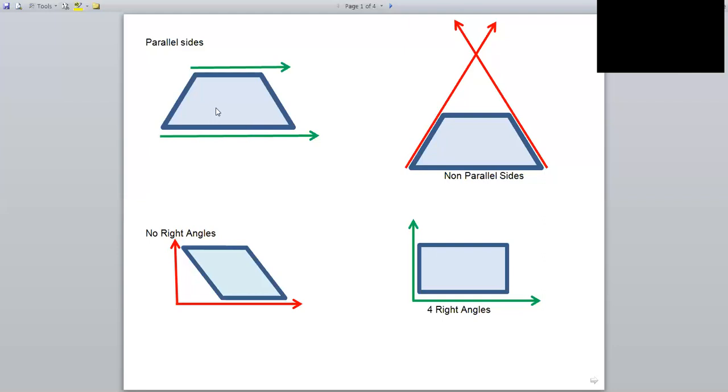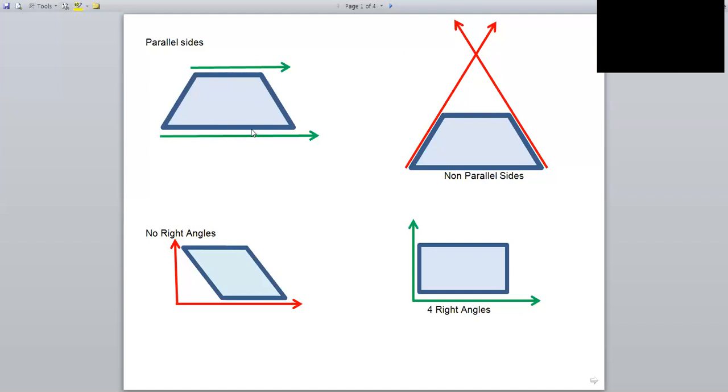So this polygon only has one pair of parallel sides. Remember, pair would mean two. You have a pair of shoes. You have your left shoe and your right shoe. So this polygon only has one pair of parallel sides.